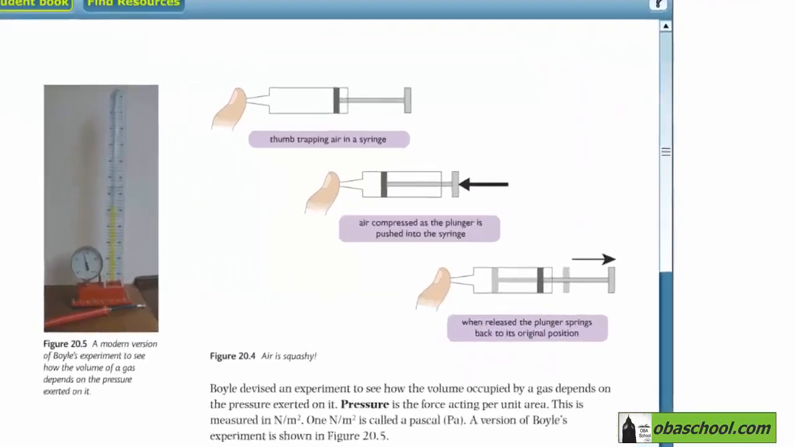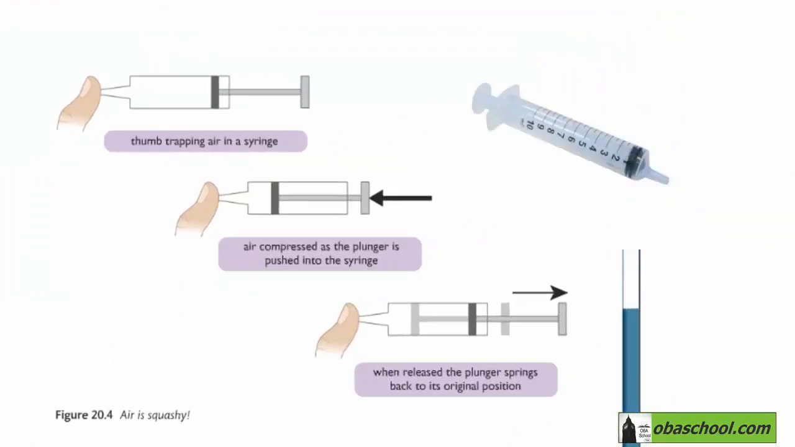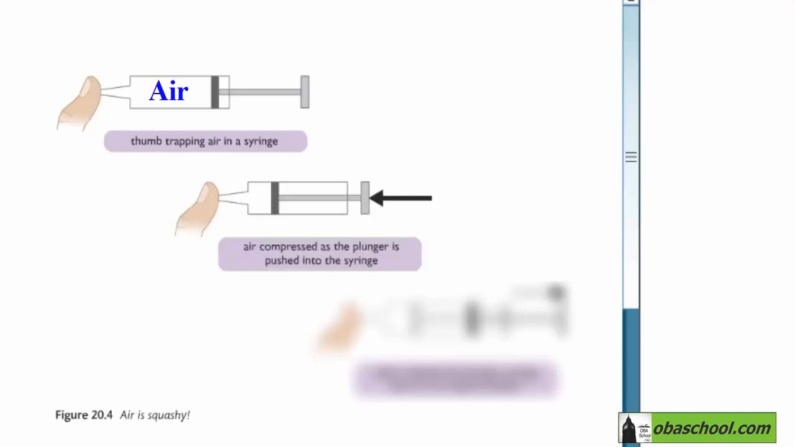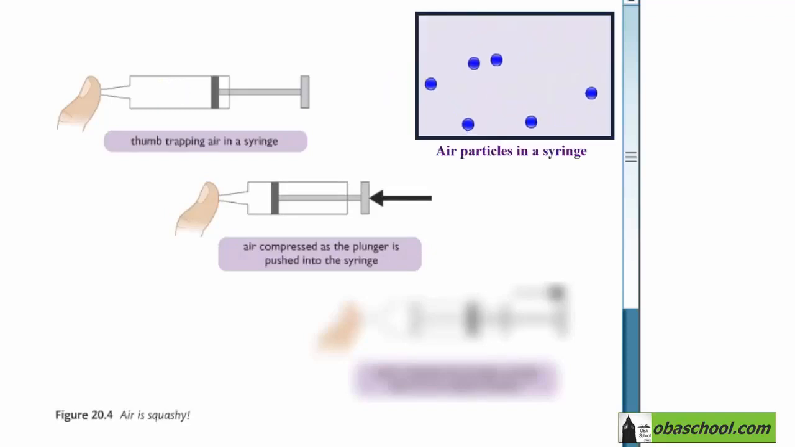So let's see this figure right here. We have a syringe. The syringe has a plunger and it is filled with air. There is a thumb trapping air in a syringe. Air is compressed as the plunger is pushed into the syringe. Air is a gas, so air particles in a syringe would be all over the place.